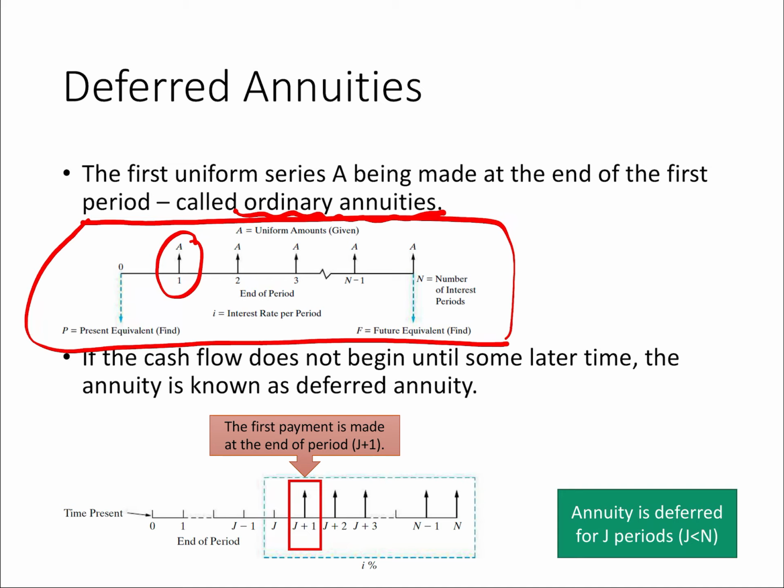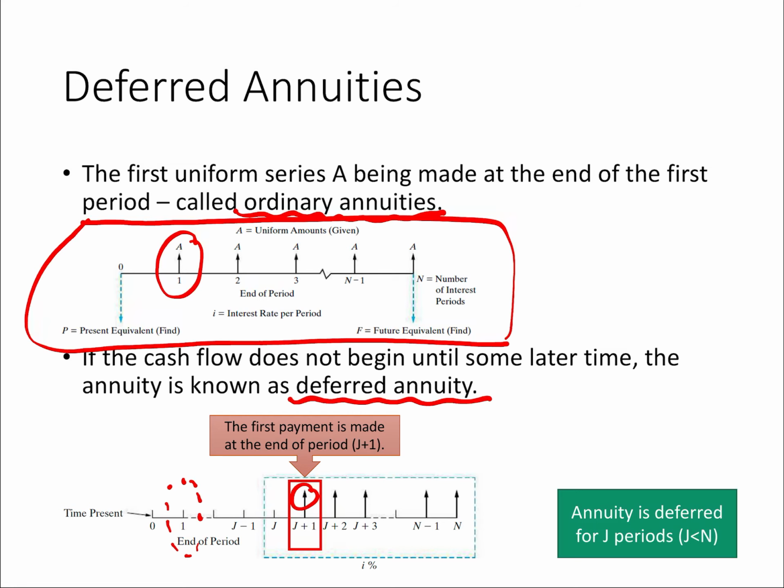But now we want to learn a new type of annuity problem, which is called deferred annuity, which means the first annuity itself started at the end of not the first period, but some later time. Because it's some later time, so we say it's J plus 1 period. Okay, we don't know what is J. It could be the 6th period, it could be the 60th period. It's just some later time. But we know it's not at the end of the first period. So for this type of annuity, we call it deferred annuity.